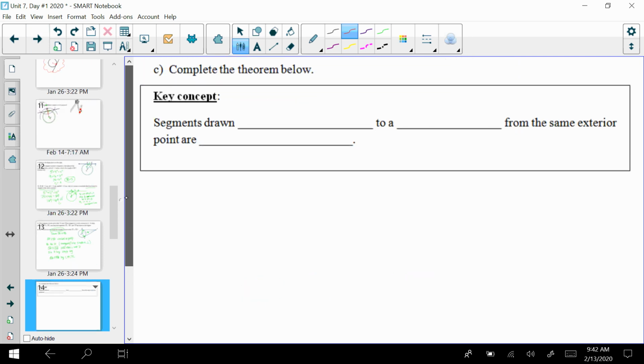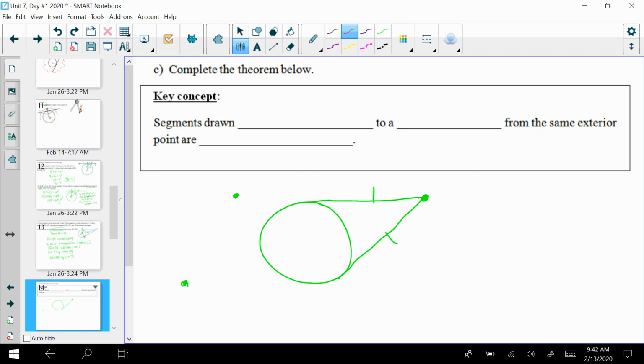So basically our theorem that we just proved on the previous page is that if I have two tangent lines, if I have some point outside the circle, any point outside the circle, I'll do a few of them just to show you. If I draw two tangent lines to the circle from that point, they have to be congruent. So if I pick another point and I draw two tangent lines to the circle, they have to be congruent. So segments drawn tangent to a circle from the same exterior point are congruent.